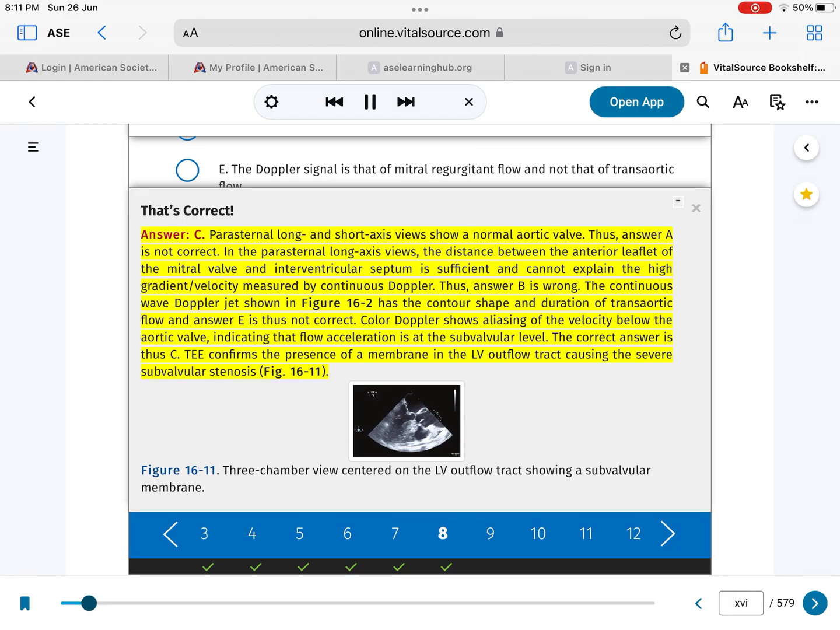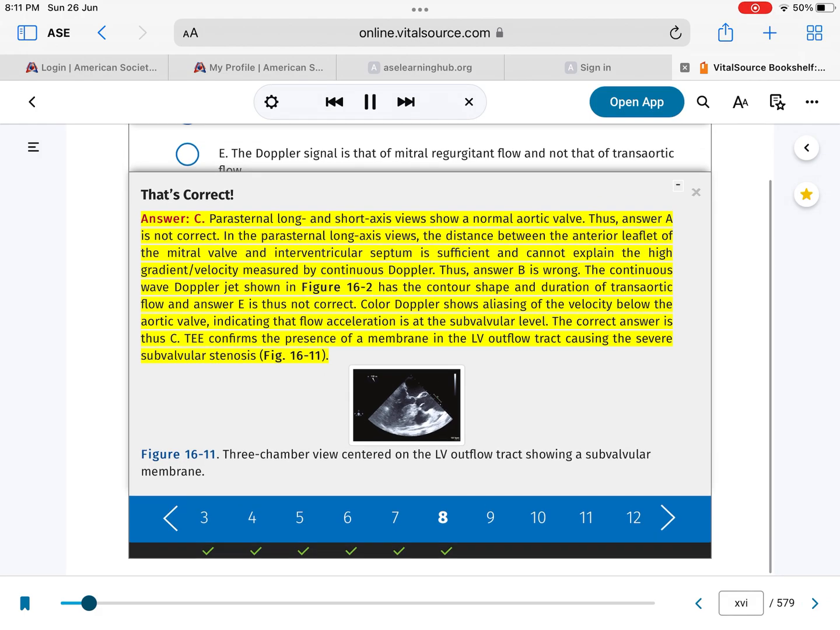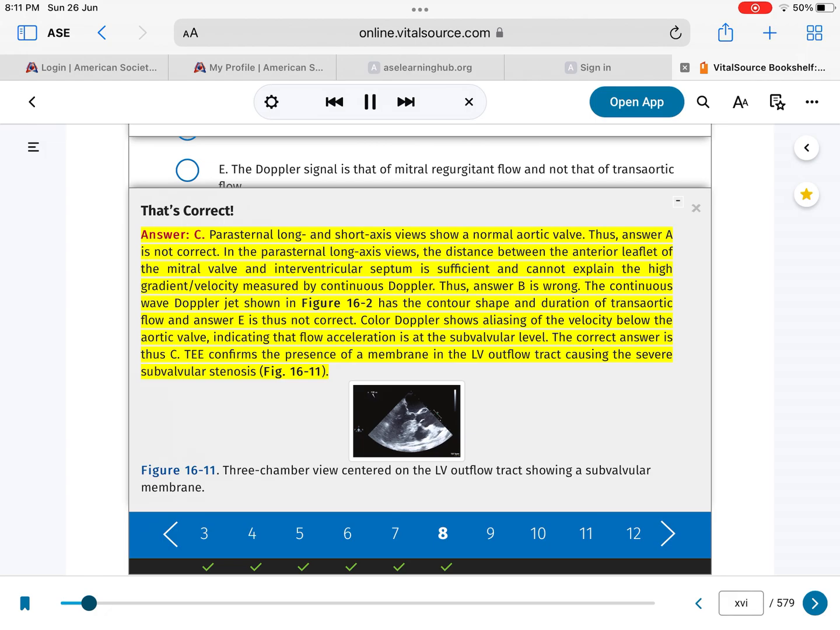Color Doppler shows aliasing of the velocity below the aortic valve, indicating that flow acceleration is at the subvalvular level. The correct answer is thus C. CT confirms the presence of a membrane in the LV outflow tract causing the severe subvalvular stenosis. Figure 16.11. 3-chamber view centered on the LV outflow tract showing a subvalvular membrane.